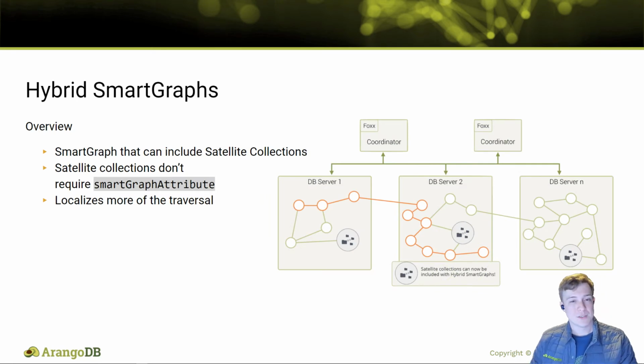Satellite collections don't require a smart graph attribute. This is that one exception I was talking about earlier. The smart graph attribute isn't necessary since the purpose of it is to inform how to distribute the data. However, with satellite collections, they are already distributed globally to every database server, so there's no need for additional sharding. Including satellite collections means that your graph traversal can now be even more localized, meaning even better performance.